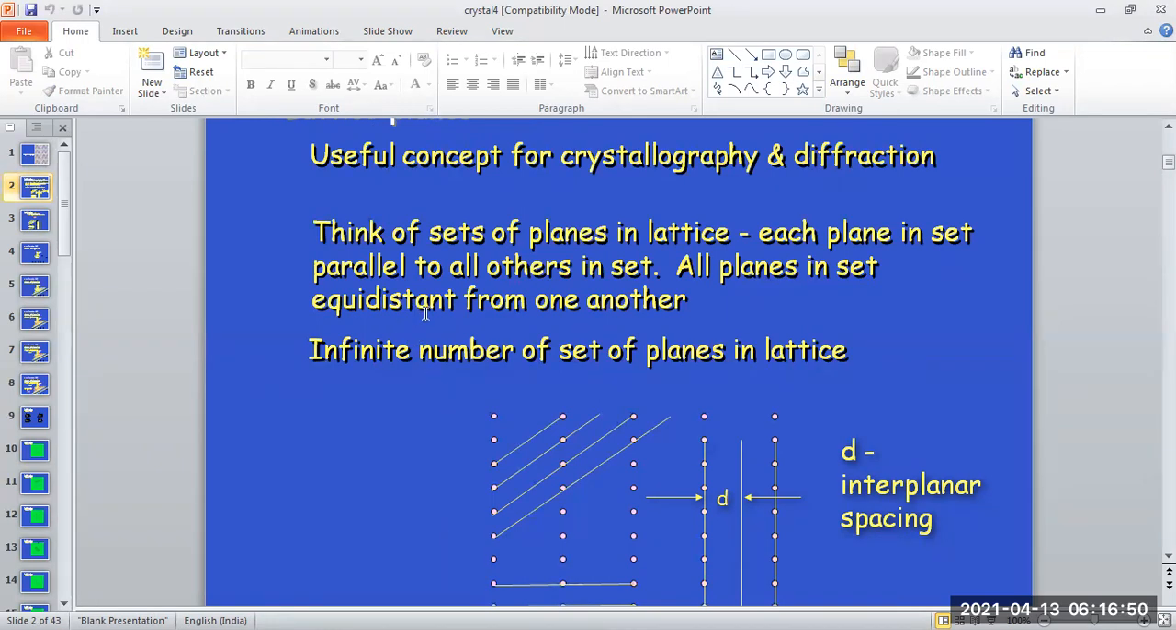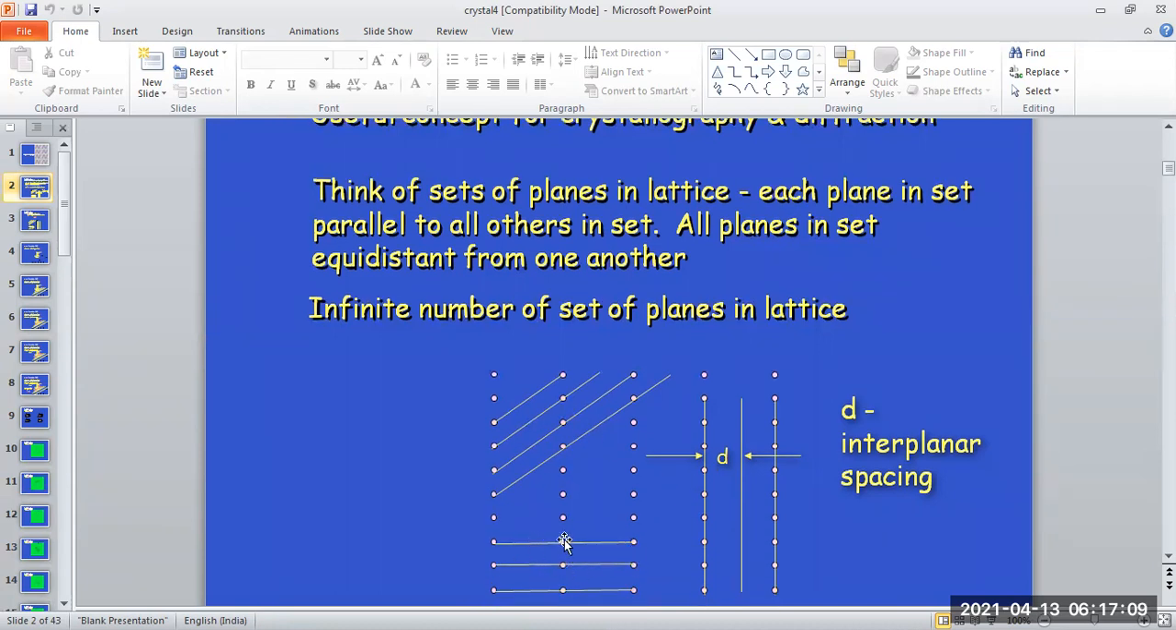We are thinking of sets of planes in the lattice, where each set of planes is parallel to another set of planes. You can see the schematic diagram. You can draw an infinite number of sets of planes. This is one set of planes, and this set is parallel to this set. We can have an infinite number of sets of planes. These are oblique line segments.